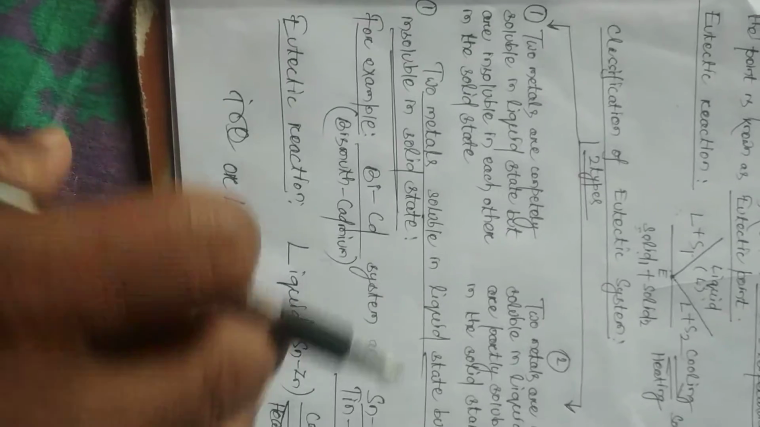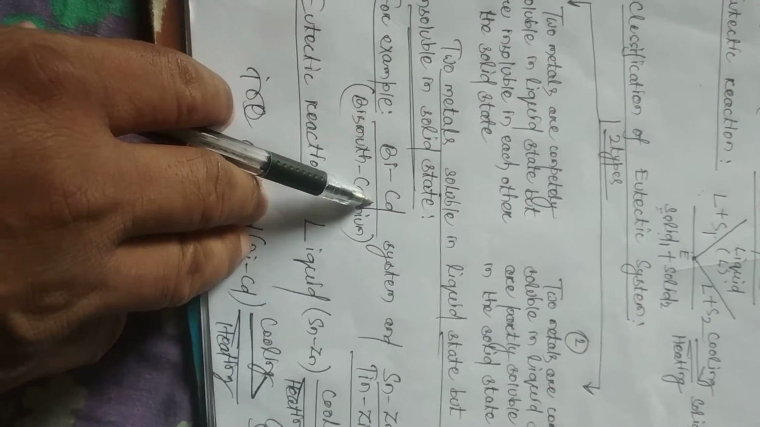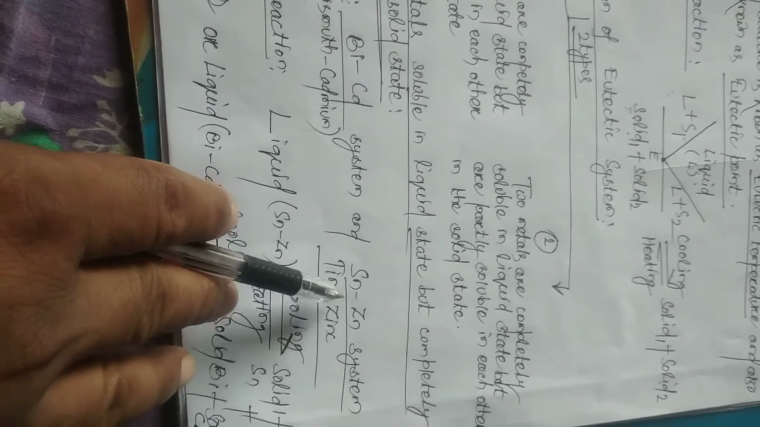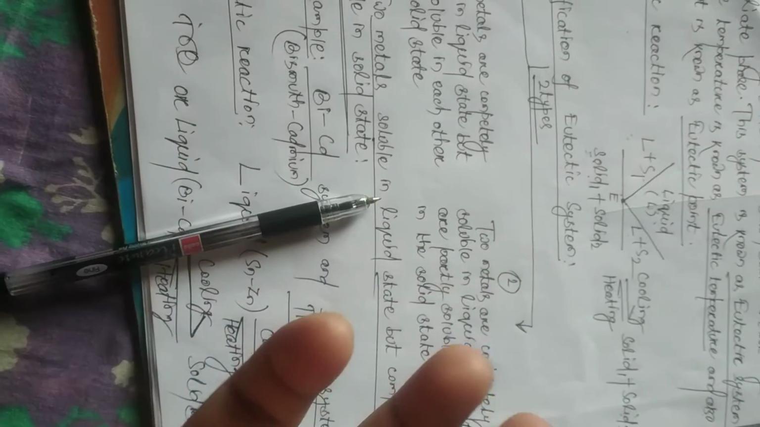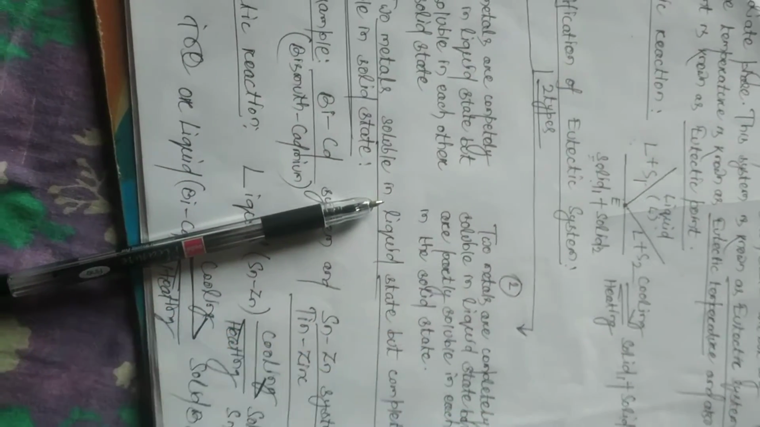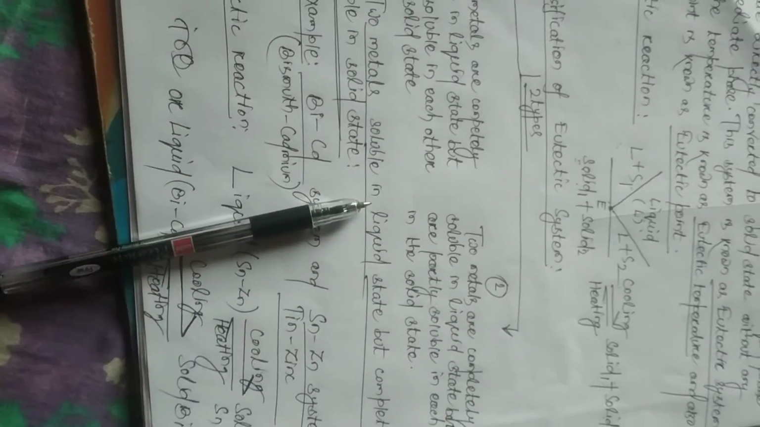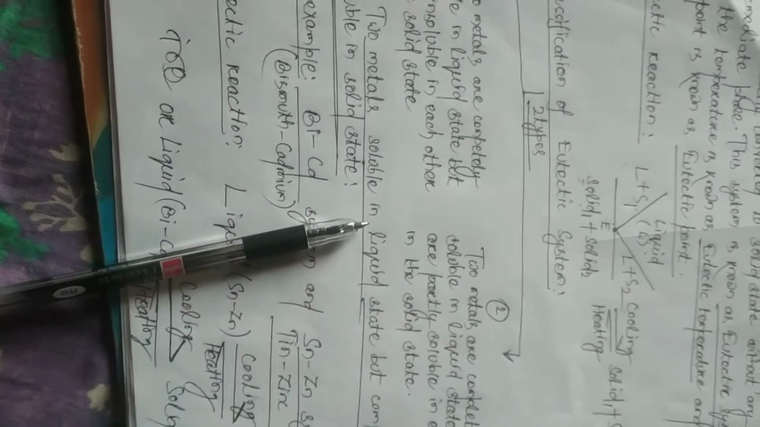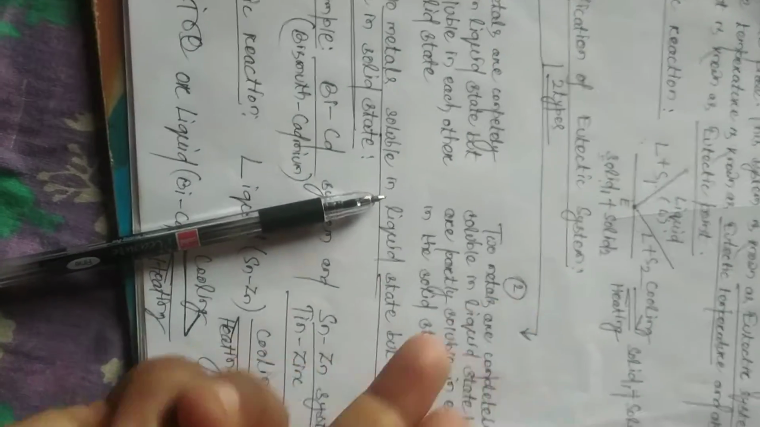I am giving the example of the bismuth cadmium system, one example of a eutectic system. Another is the tin and zinc system. Another is the alloy system of iron and carbon, that is steel. Steel also exists as a eutectic system. Later we will discuss the steel system, or the eutectic system of steel.